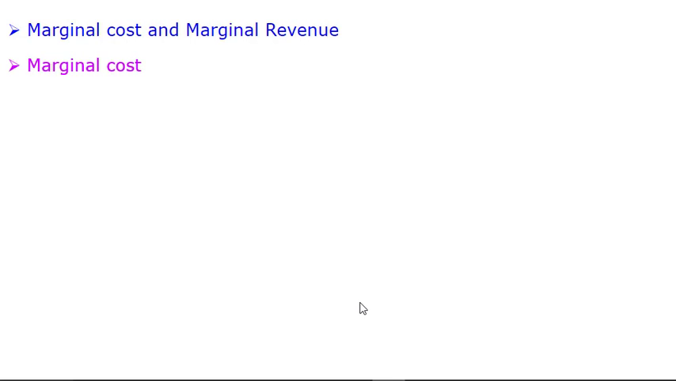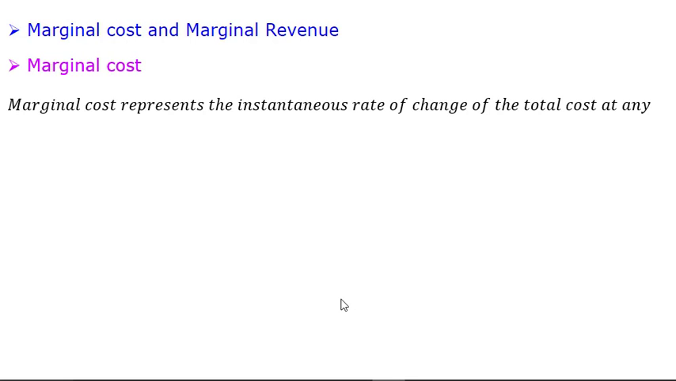Marginal cost represents the instantaneous rate of change of total cost at any level of output. Now instantaneous rate of change, that means again it is change in cost per unit output. What they have said, marginal cost represents the instantaneous rate of change of total cost at any level of output. Output means the number of units which we are going to produce.